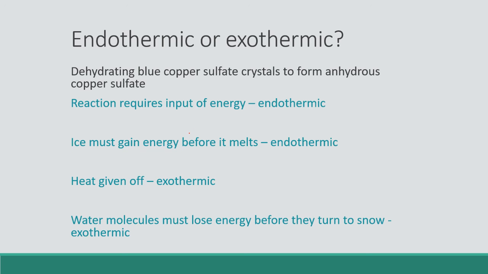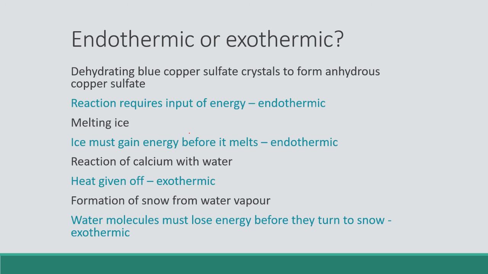Here are some examples. Dehydrating blue copper sulfate crystals to form anhydrous copper sulfate requires input of energy, so it's endothermic. Melting ice is endothermic because it gains energy before it melts. Reaction of calcium with water gives off heat, so it's exothermic. And formation of snow from water vapor. So that is going to a solid from a gas. The snow is lower energy. So going from water vapor, the gas, to the solid is exothermic.